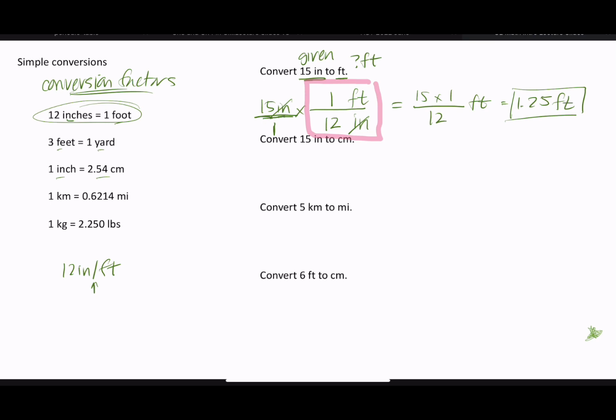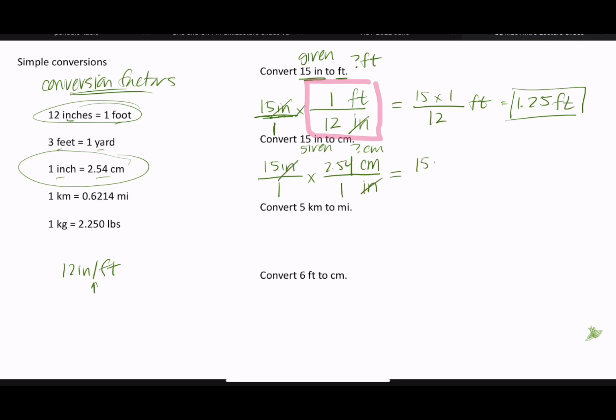All right, and the next problem says we're going to convert 15 inches. So that's our given. And our question now is centimeters. So I'm going to start with 15 inches. And again, for organizational purposes, I can put that over 1 to help keep it more clear. And now I need to find a relationship between inches and centimeters. So here, 1 inch, 2.54 centimeters. Inches cancel.